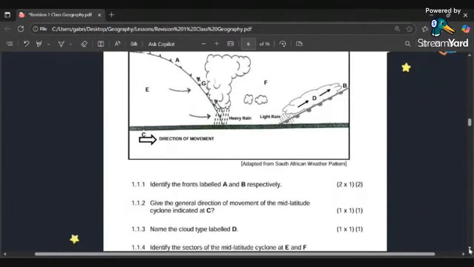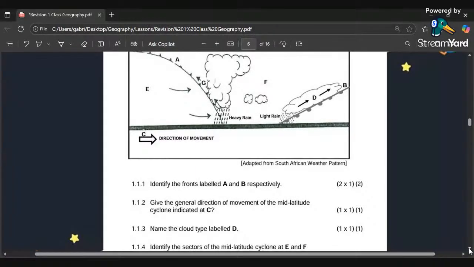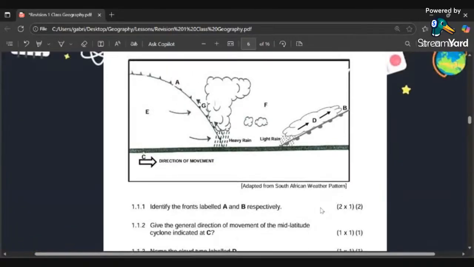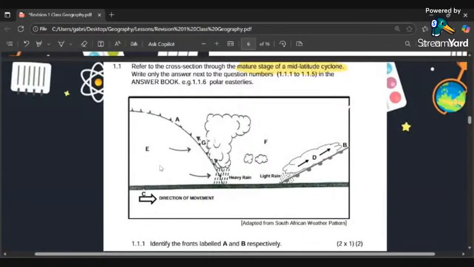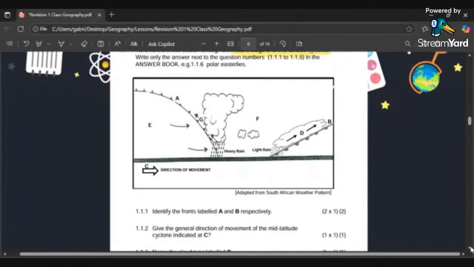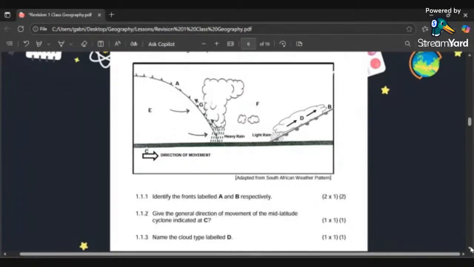And then 1.1.4 says, identify the sector of the mid-latitude cyclone at E and F respectively. So at E, you have your cold sector, whereas at F you have your warm sector. So that is about that. Let's go to the next question.